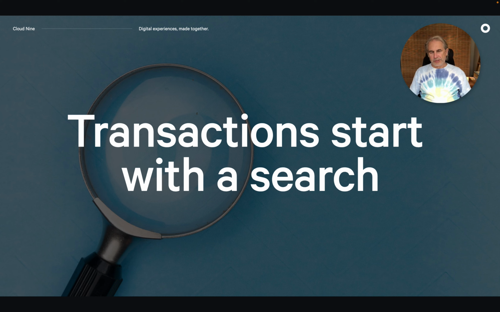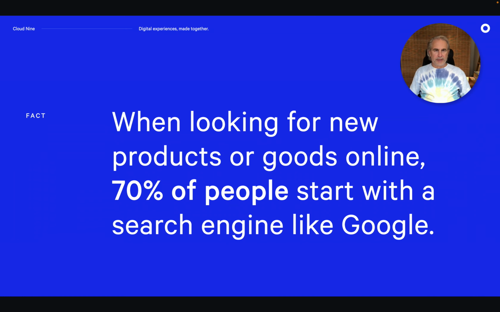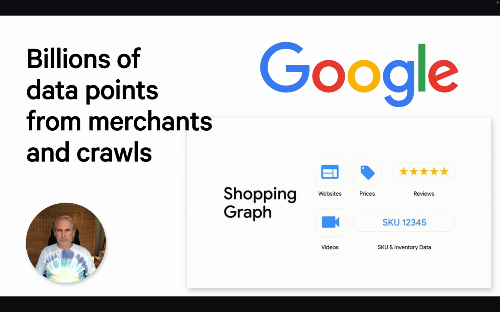But the majority of transactions in e-commerce actually start with a search. And we can see that about 70% of transactions actually start with a search on a search engine like Google. Shopping graph is the name that Google has given to this vast collection of data points, both data submitted by merchants themselves and through the crawls that Google makes periodically of all content on the internet.